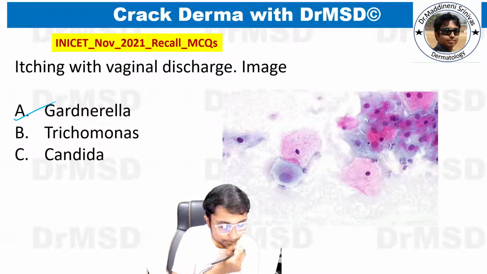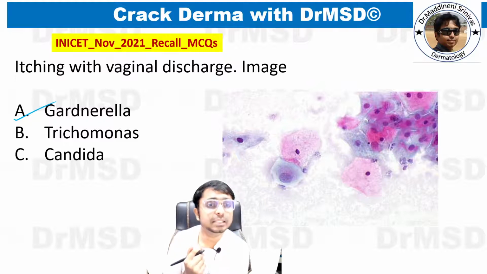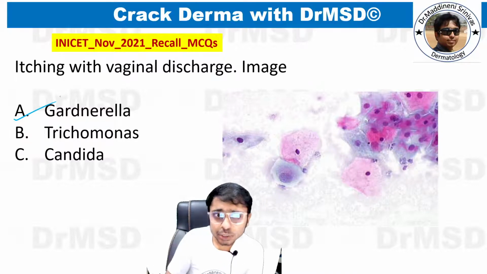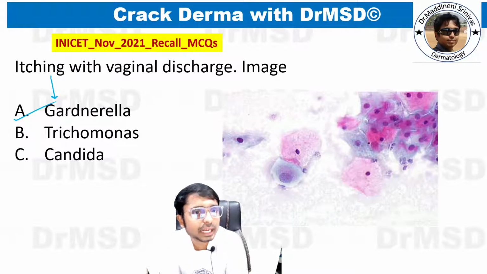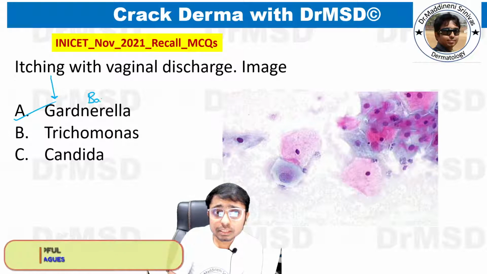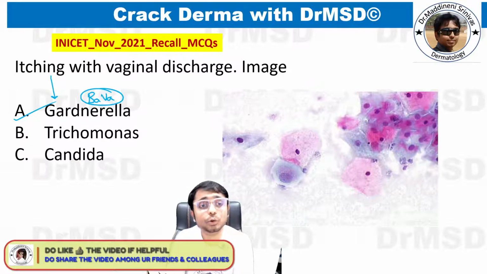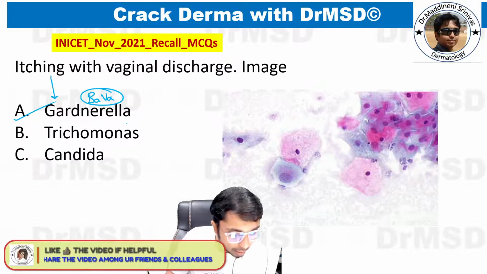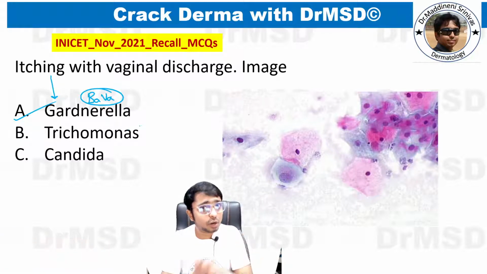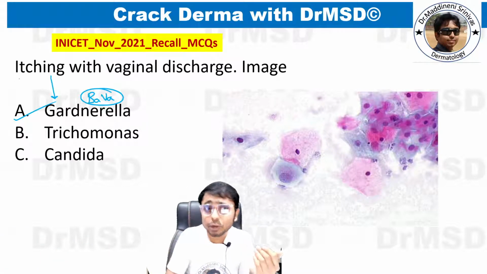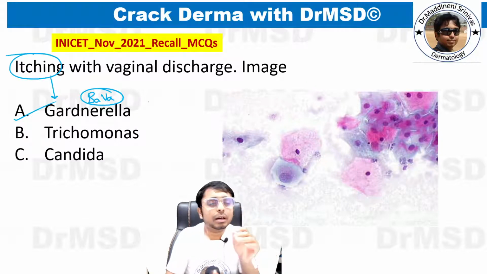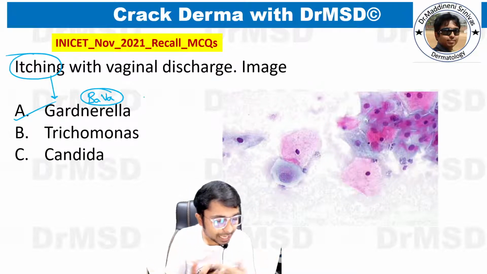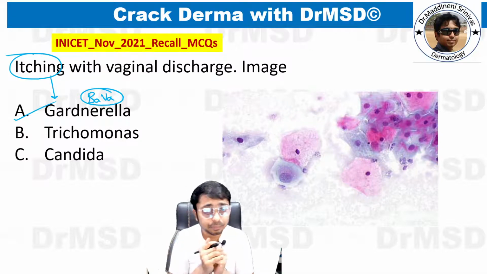Okay, no clue cell was there. And one more thing, the itching which is given in the question is against Gardnerella. Why? Because in bacterial vaginosis, itching will be absent. But if a clue cell is given, definitely we should think about bacterial vaginosis and mark Gardnerella. But if a clue cell was not there in the question, then because itching is there, we should think about the diagnosis. It could be something else.